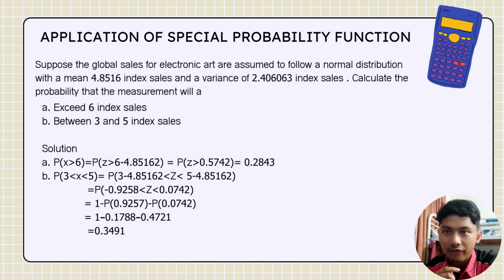Next is application of special probability function. Suppose the global sales for Electronic Arts are assumed to follow a normal distribution with a mean of 4.8516 in millions and a variance of 2.406063 in millions. Calculate the probability that the measurement will exceed a given value in millions, and between 3 and 5 in millions. As we can see the solution in the below.